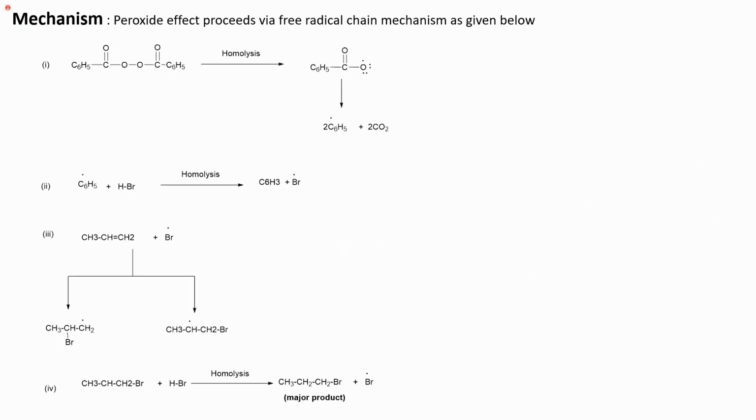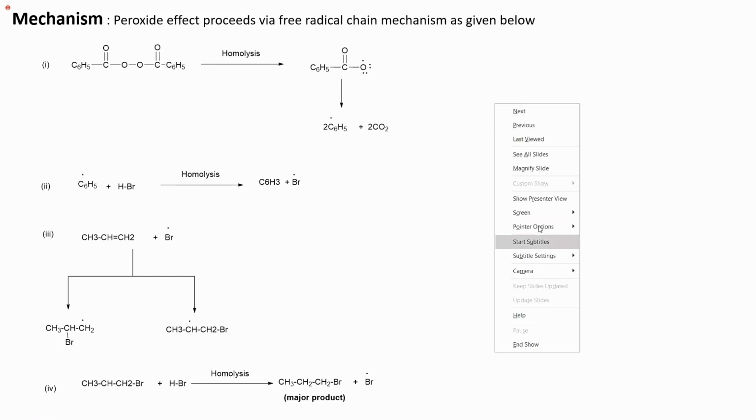Now in this lecture, we will discuss the mechanism. As I already told you in the previous lecture, I promised that in this lecture we are going to discuss the mechanism of the anti-Markovnikov rule. They say the peroxide effect proceeds via a free radical chain mechanism. So how is this reaction going? It goes via a peroxide effect, so what peroxides are available?